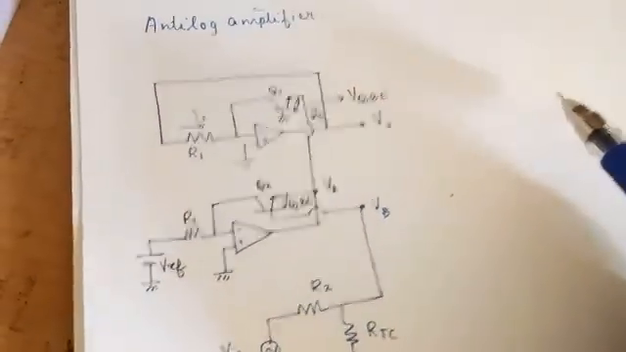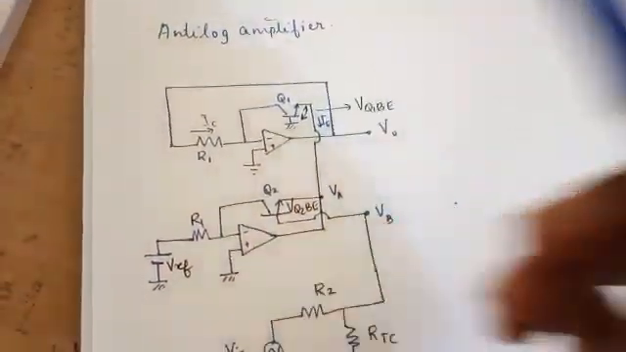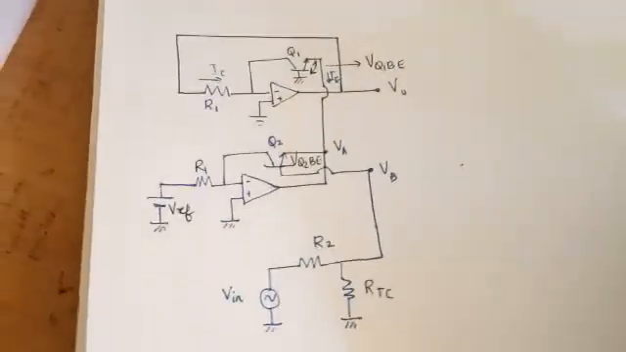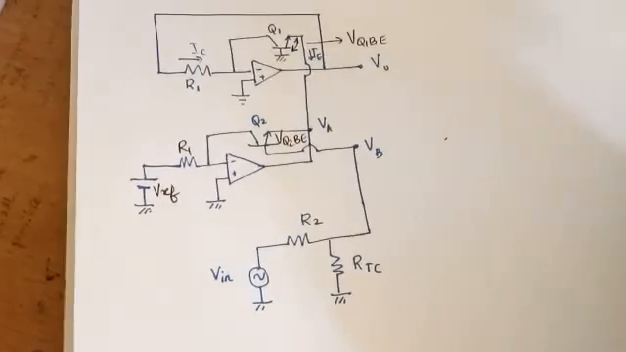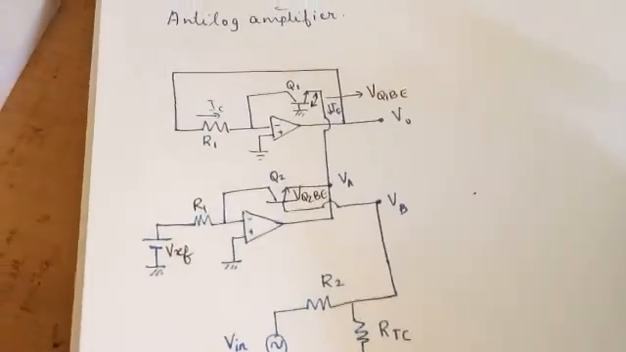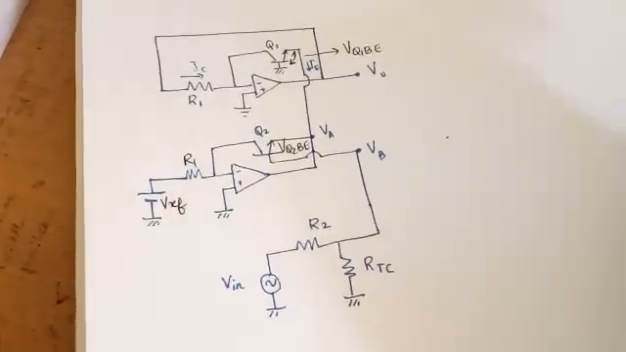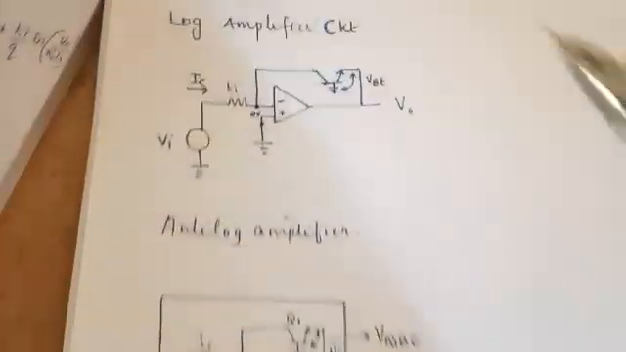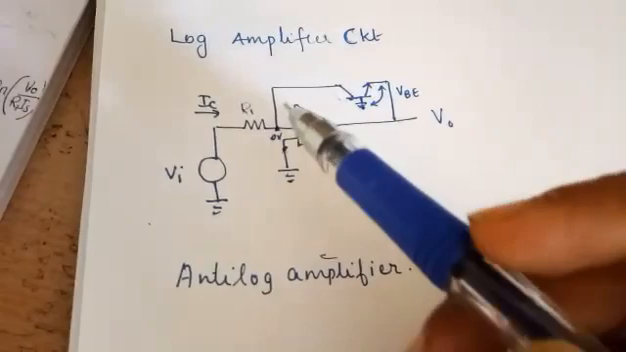Today we are going to learn about the anti-log amplifier. This is the anti-log amplifier circuit, and before going into the details of the anti-log amplifier, let us do a quick revise on the log amplifier circuit. Here is the log amplifier circuit.